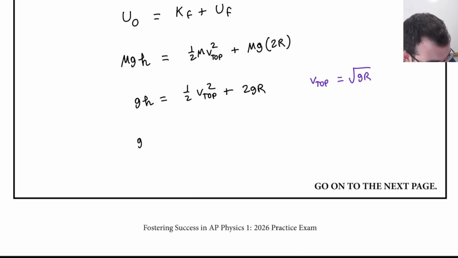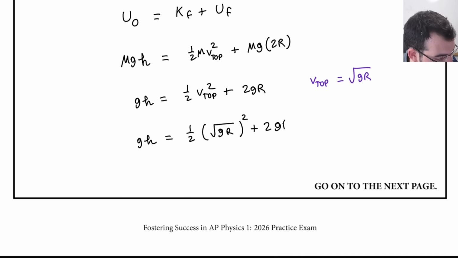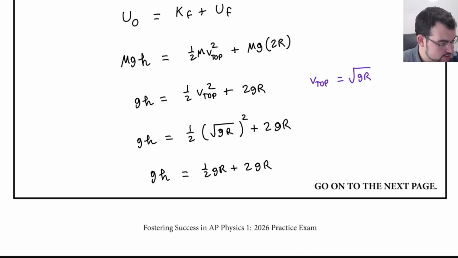So I get gh equals 1/2 times square root of gr quantity squared, plus 2gr. Notice that we now would get gh equals 1/2 gr plus 2gr. Everybody brought g, so g cancels. So we get h is equal to 1/2 r plus 2r. So what is 1/2 plus 2? Well, 2 is 4 halves, plus 1/2 is 5 halves r. And nice, that only has r in it.